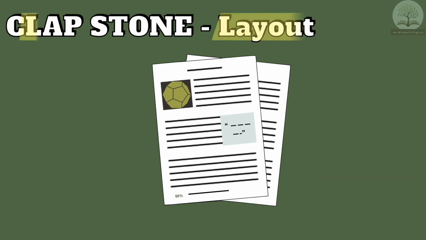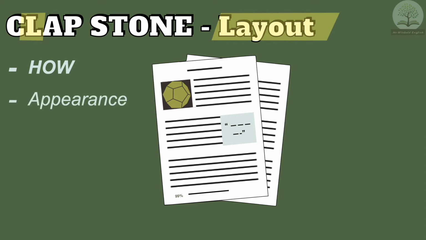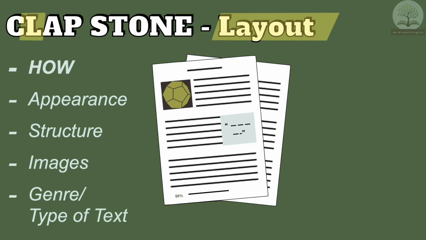Next is layout. Layout is a question of how. How is the text structured mainly? Here we'll be considering things such as appearance, structure, images, and genre or text type. So stuff such as maybe a photograph, fonts, colours, pull quotes, statistics. And with genre, we want to think, well, what is a text specifically? Is it a blog? Is it a poster? Is it an advertisement? Is it a brochure? Is it a pamphlet? Exactly what is it, and how does it reflect that genre?